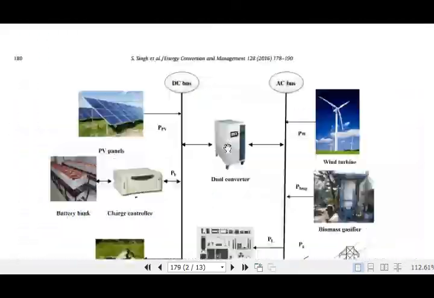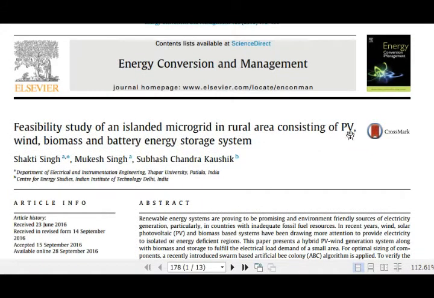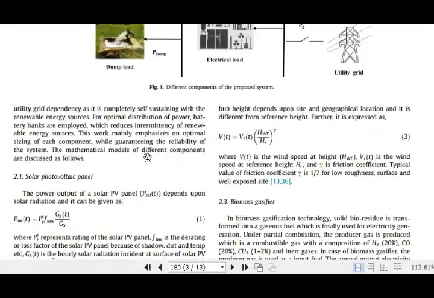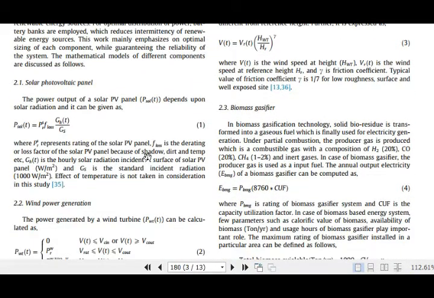So basically in this research paper we have a PV system, wind, biomass and battery storage system. So our hybrid system consists of all these. We will be optimizing the size of the wind, the size of the PV and the size of the battery storage system. So let's discuss the modeling of each individual component.